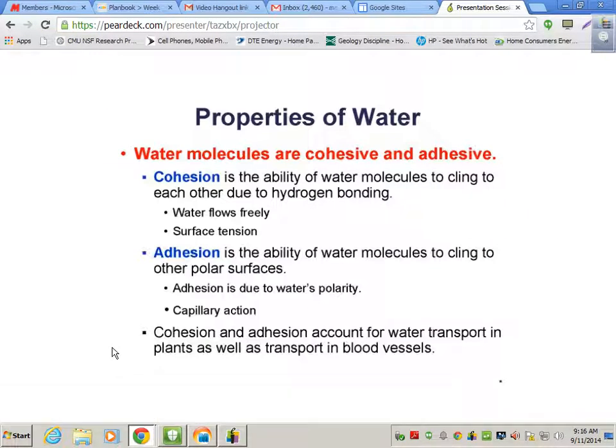So water molecules are both cohesive and adhesive, and I'm not going to pull the jar out and hold it over somebody's head this year, but you guys remember doing that? Okay, so the fact that water bonds to itself means it's cohesive.